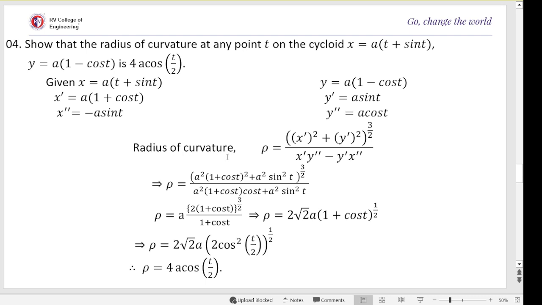Therefore, the radius of curvature: in this, substitute x', y', x'', y''. So you'll get [a²(1 + cos t)² + a² sin² t]^(3/2) divided by x' y'' − y' x'', that is a(1 + cos t) into a cos t, plus y' x'', a sin t into a sin t. So you will get a² sin² t, minus minus will give you positive.